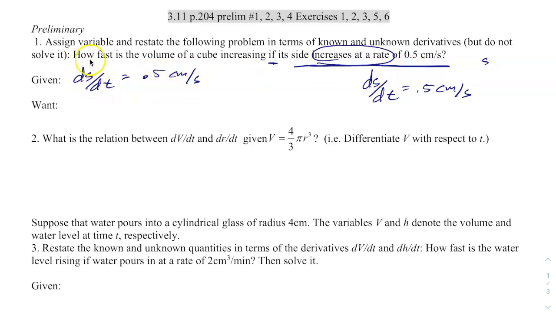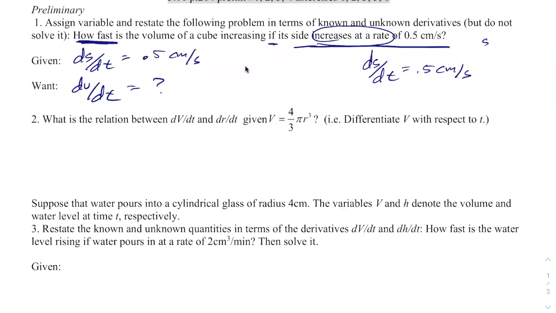Now what do they want? Look at the question. How fast? That sounds like a question. How fast is the volume of the cube increasing? So it's volume, which would be V, but increasing, so it's a rate again. So it's dV/dt. That's what we're looking for. So those are our given and our want.